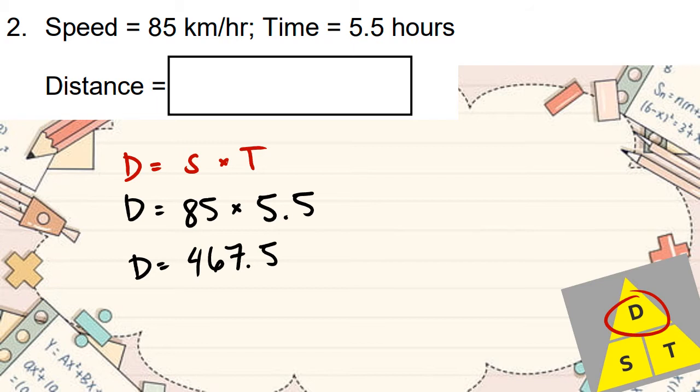We have kilometer per hour and hour. So the distance here is obviously the kilometer. Ito, yung kilometer natin. So we will use kilometer for our unit, since kilometer is a unit for distance. 467.5 kilometer. Next.